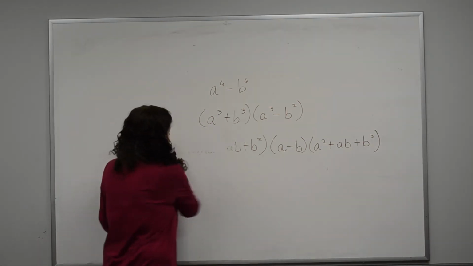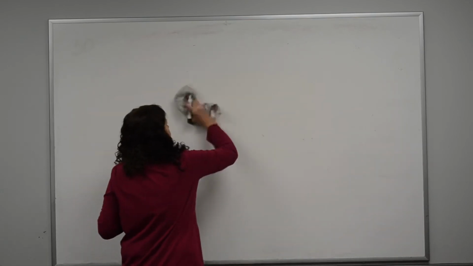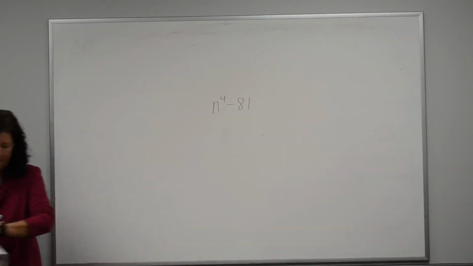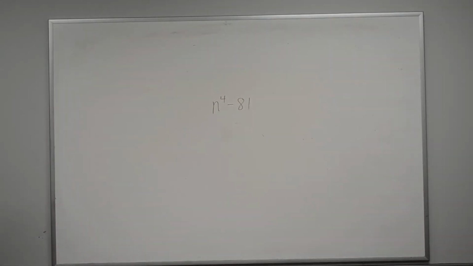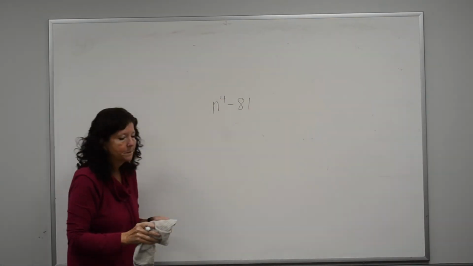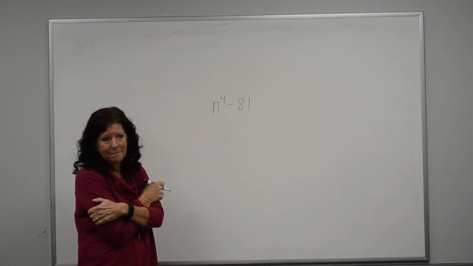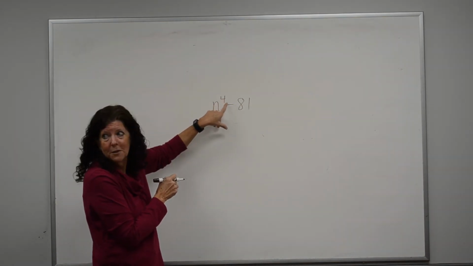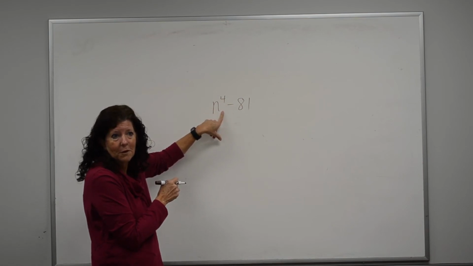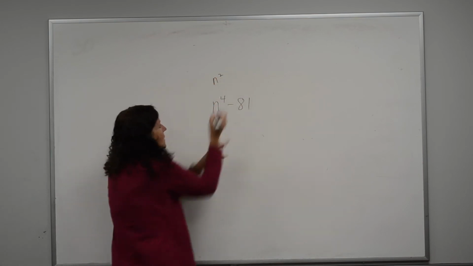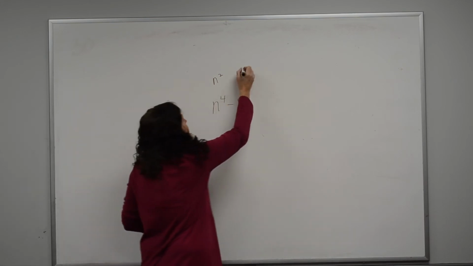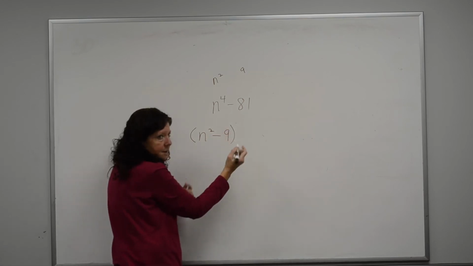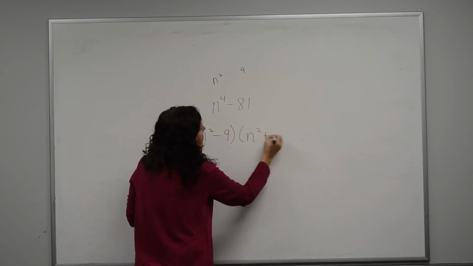All right, what about this one? What am I gonna do? Is that not difference of squares? Can I take the square root of n to the 4th? What is the square root of n to the 4th? N to the 2nd. What's the square root of 81? 9. Okay. So I can write it as n squared minus 9 times n squared plus 9, or you can put plus 9 first, it doesn't matter.